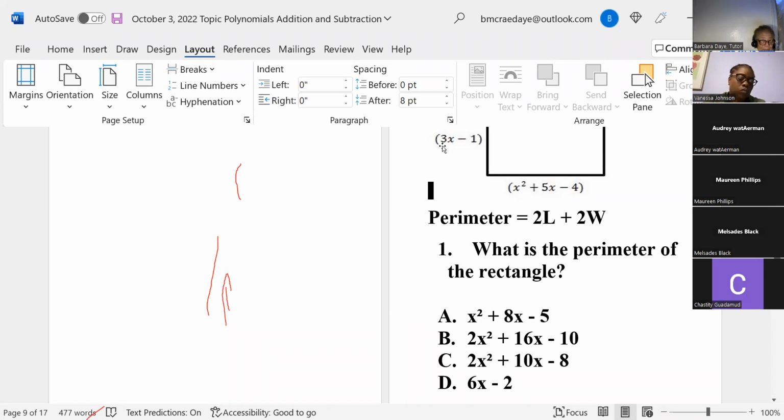So you're getting practice multiplying polynomials and adding. That's what we've been going through, adding, right? So 2 times 3x minus 1, remember you multiply by everything in the parentheses. 2 times x squared plus 5x minus 4, 2 times everything in the parentheses.